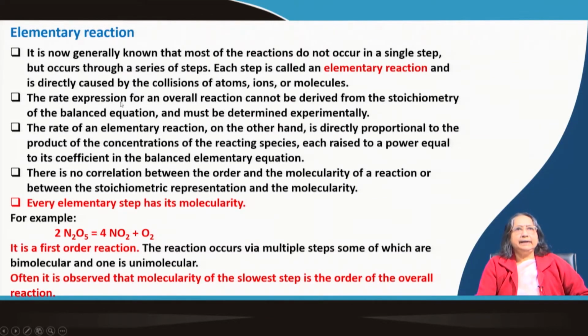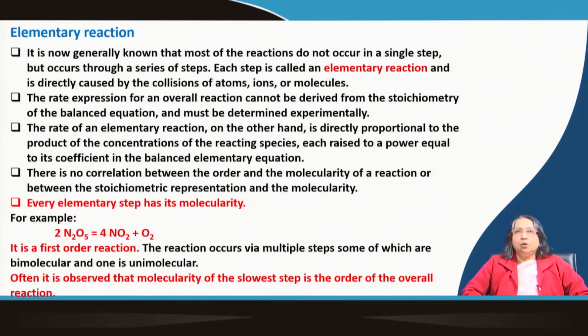Now, the rate expression of an overall reaction cannot be derived from the stoichiometry of the balanced equation. We cannot find out the order, we cannot write the rate expression just from the stoichiometry of the balanced equation; unless we know the order, which must be determined, we cannot write the rate expression.